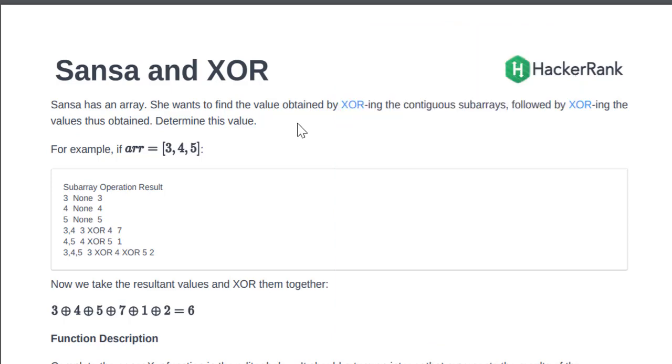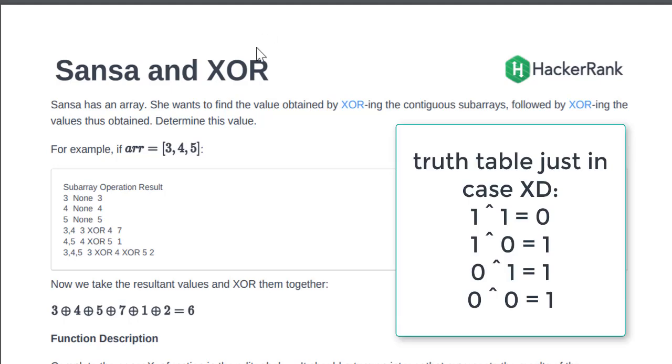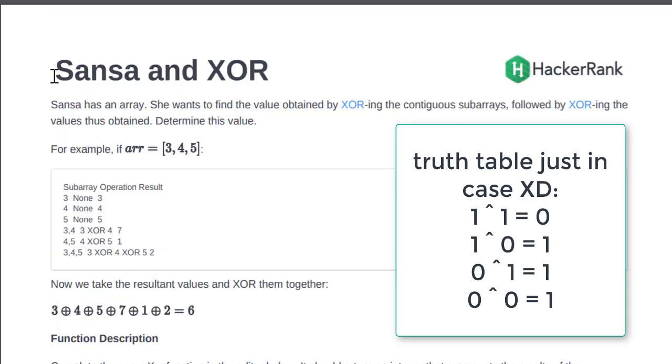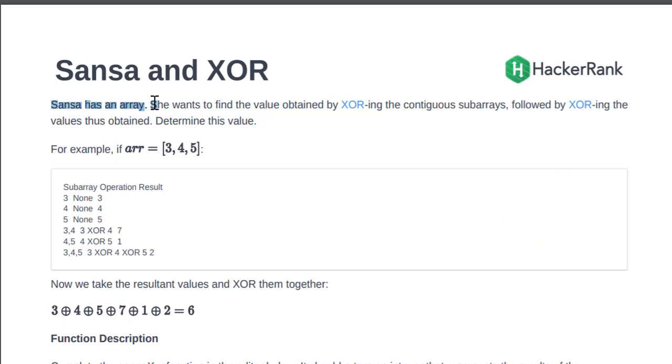Remember that Xor is short for exclusive OR. I like this problem because it involves a quite interesting property about Xor, about exclusive OR, that we gotta take into account sometimes. So let's see, we have that Sansa has an array and she wants to find the value obtained by storing the continuous subarrays followed by storing the values thus obtained to determine this value.